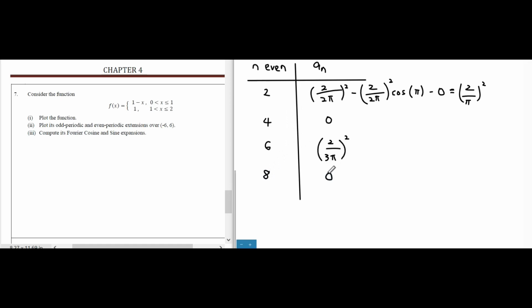Get again a 0. When it is 2, 4, 6, 8, 10, when it is 10, so we can see the pattern now. 2 over 1 pi square, then 2 over 3 pi square, 2 over 5 pi square. So it is alternate from 0 when n equal to 4, when n equal to 8, 0 again. So again, if we repeat, we'll get another 0. So we can see a list of pattern.